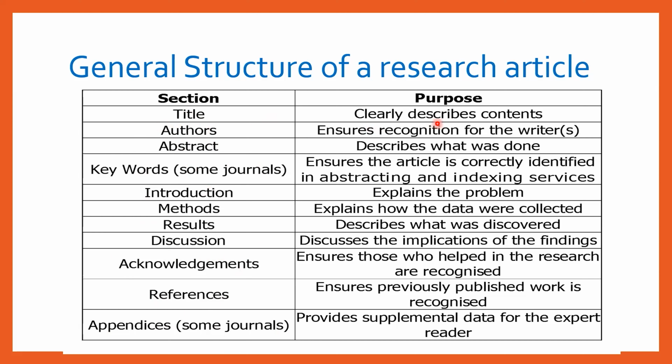The title clearly describes the contents, and the authors list ensures recognition for the writer. The abstract describes what was done. Keywords ensure the article is correctly identified in abstracting and indexing services. The introduction explains the problem. Methods explain how the data were collected. Results describe what was discovered. Discussion discusses the implications of the findings.